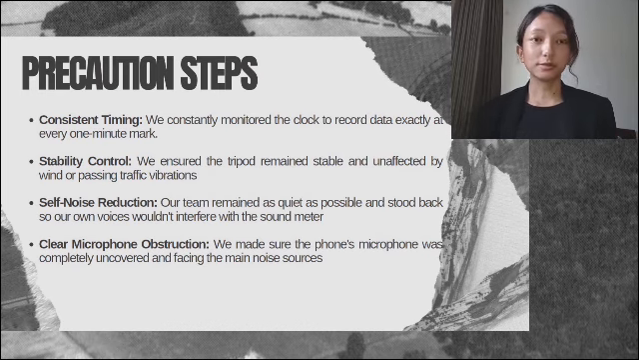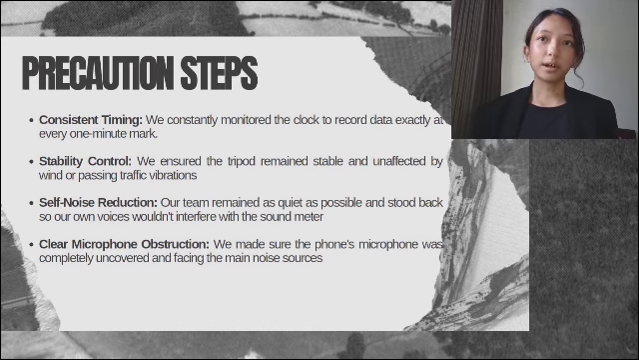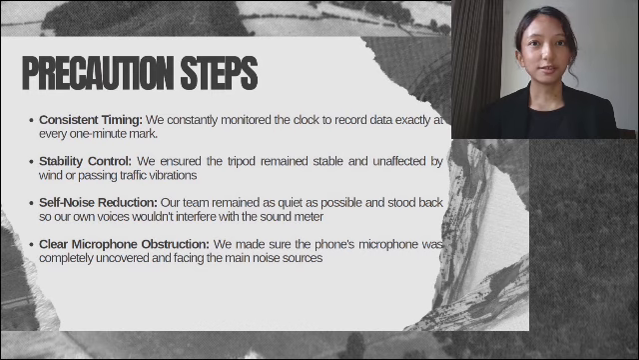Next, we made sure of stability control. We ensured that the tripod remained stable and unaffected by wind or passing traffic vibrations. There is also self-noise reduction, where our team remained as quiet as possible and stood back to ensure that our own voices wouldn't interfere with the sound meter readings. Lastly, there is clear microphone obstruction, where we made sure that the phone's microphone was facing completely at the main source of the noise with nothing covered to ensure that the meter was reliable.